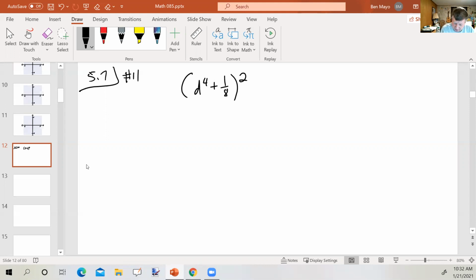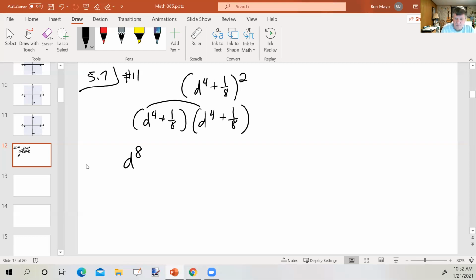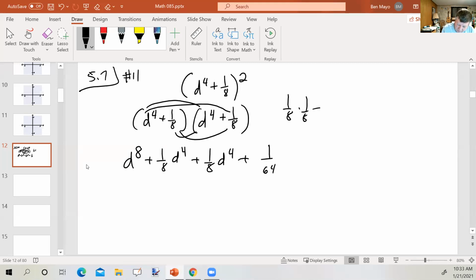So the first thing we're going to do is expand that, and we're going to have two factors of d to the fourth power plus 1/8. Then we're going to FOIL it together. d to the fourth times d to the fourth is d to the 8th power. d to the fourth times 1/8 would be 1/8 d to the fourth. 1/8 times d to the fourth would be 1/8 d to the fourth. And 1/8 times 1/8 would be 1/64. Recall that when you multiply fractions, you multiply straight across.